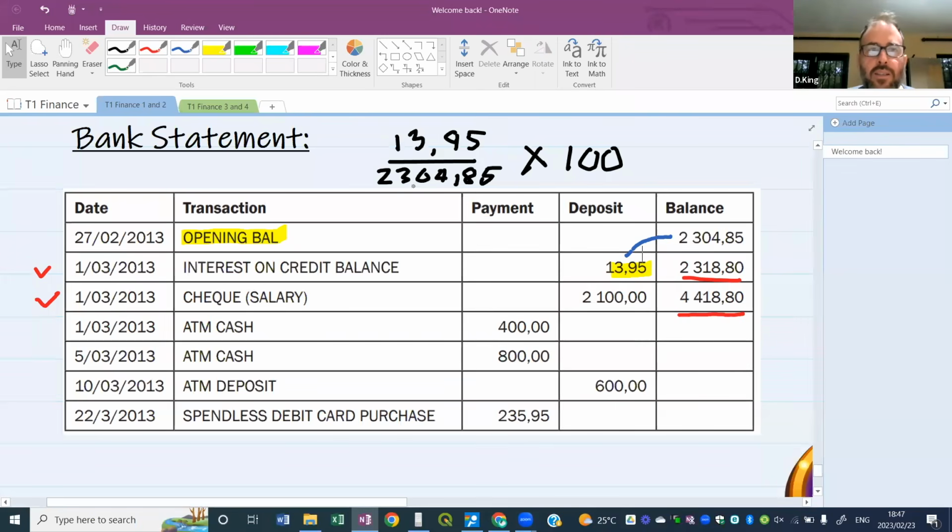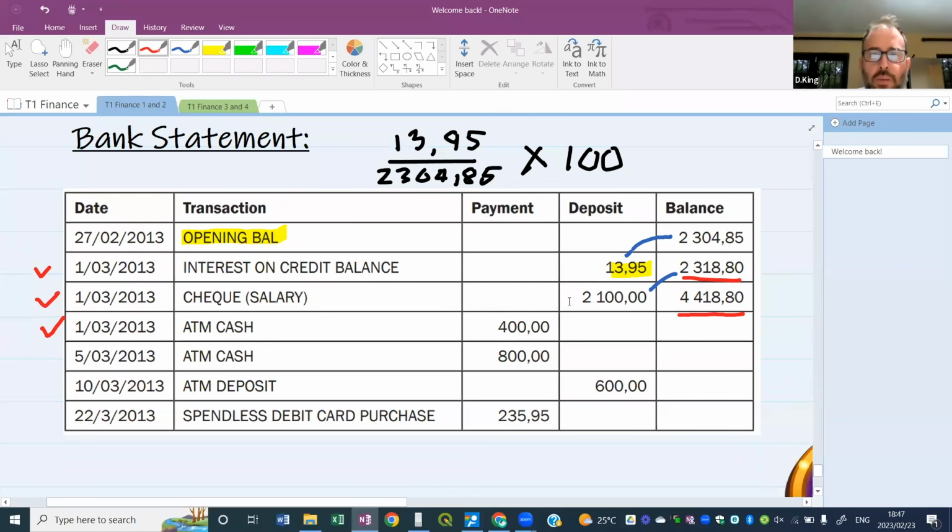We can see again that to the 2,318.80 we're going to add 2,100 Rand. Next to that value, you'll see the new total of 4,480.80. Now, let's see what the next transaction is. It says ATM cash, 400 Rand. One question to you is, what is this going to do to the total?